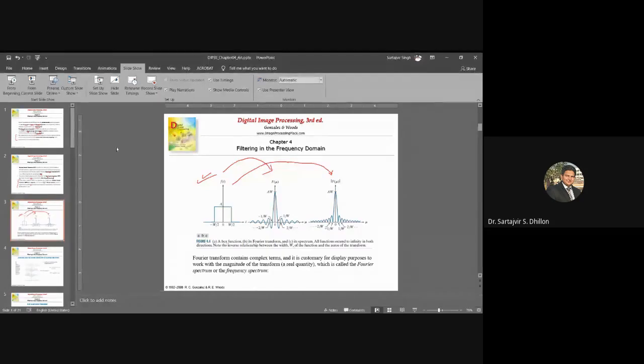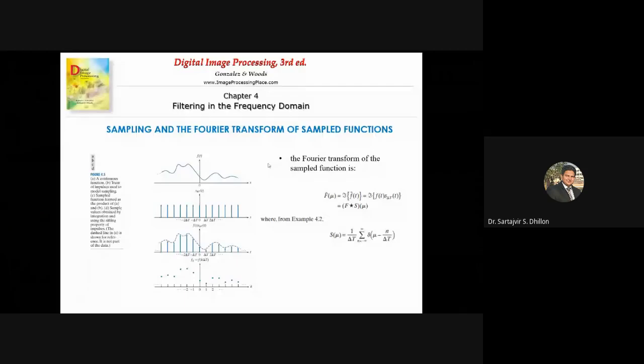Okay, the next part of the field in the frequency domain is how to convert a signal into the form of samples. We have already covered this topic in some earlier first or second PPTs, but I hope that is very clear to you.